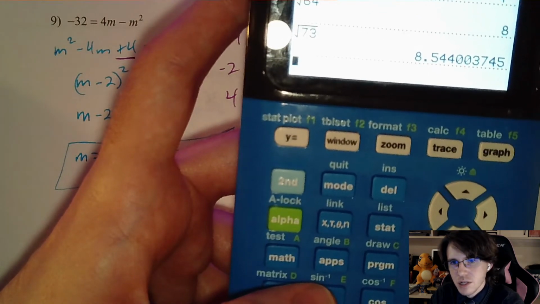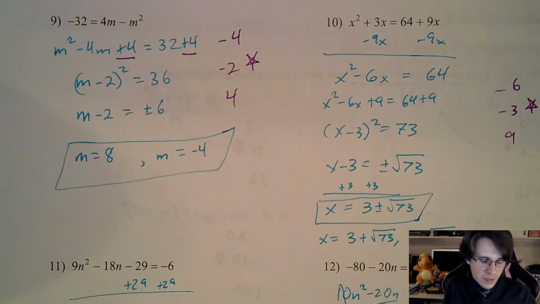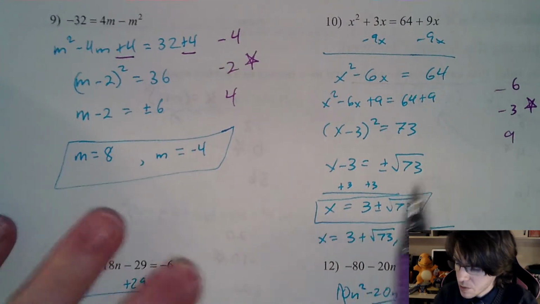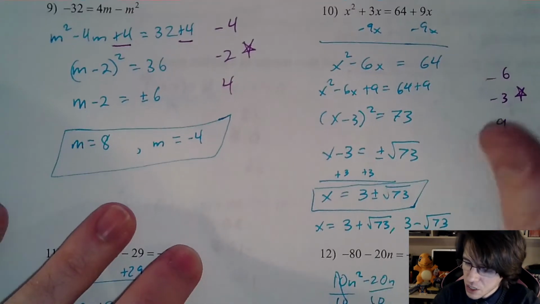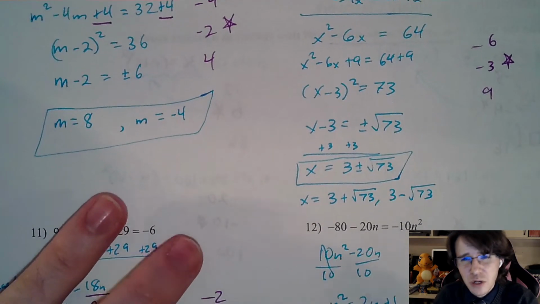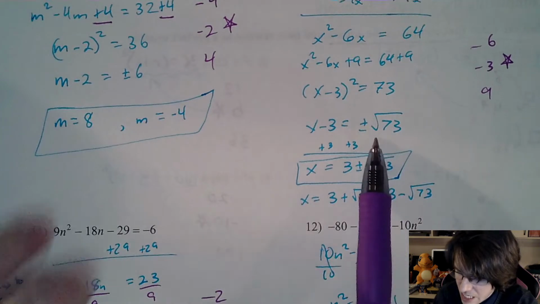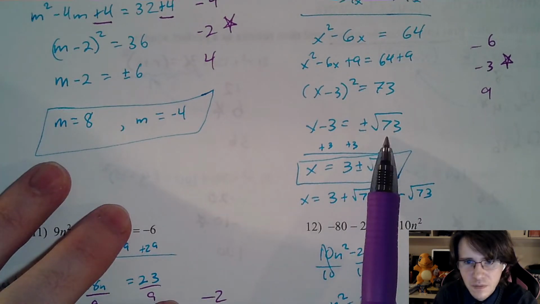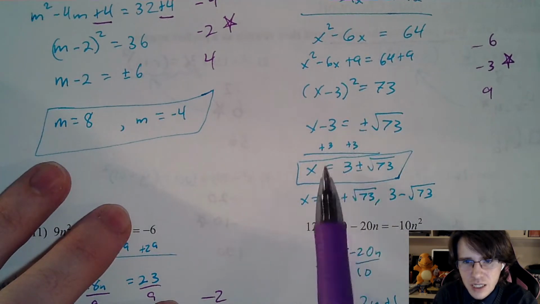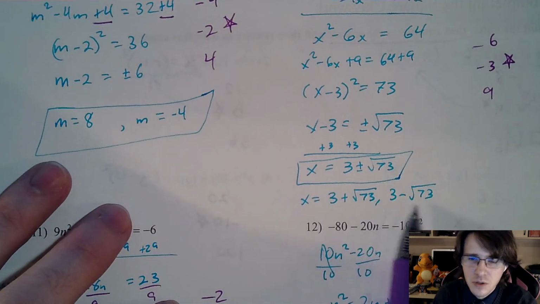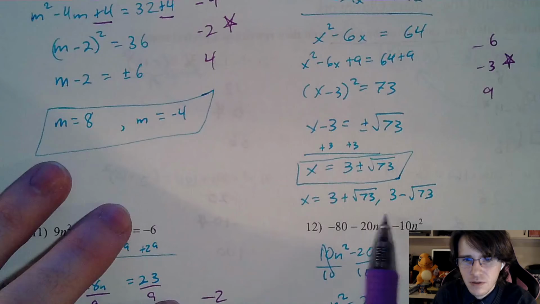When you get answers that go on forever like this and don't repeat, those are called irrational numbers. So irrational numbers can't really be messed with too much. In a physics or a chemistry class, you might get that decimal as an actual answer, but in my class, we're going to leave it as plus or minus square root of 73. Then we add 3 to both sides and we get this. This is fine for me, but some future teachers might require you to write it as 2 separate answers, 3 plus square root of 73 and 3 minus.